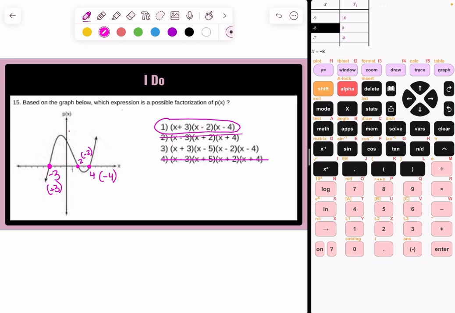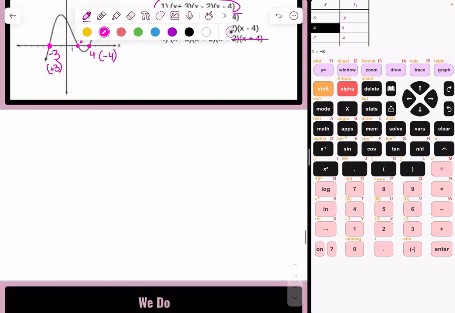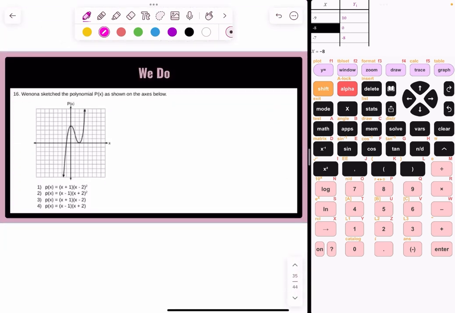Perfect. Some people get tricked and think like this y-axis matters. It does not. All right, let's look at the next question. She was asked to sketch this polynomial, and what do we think she sketched?